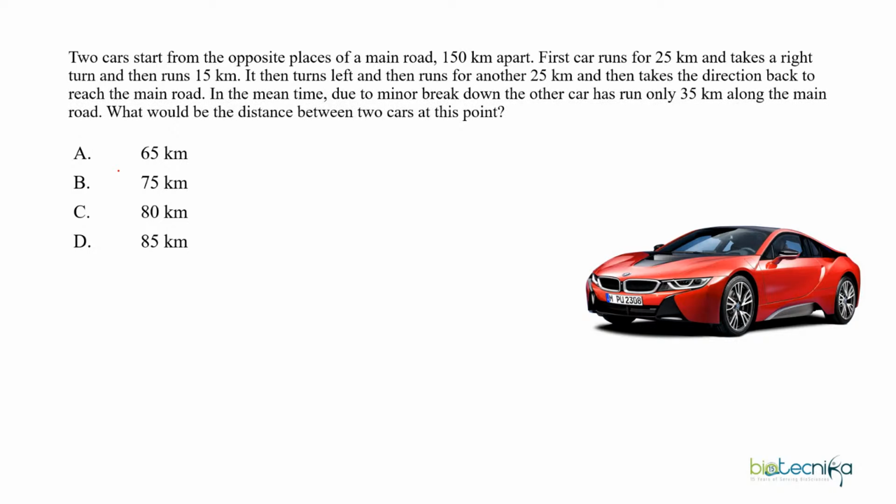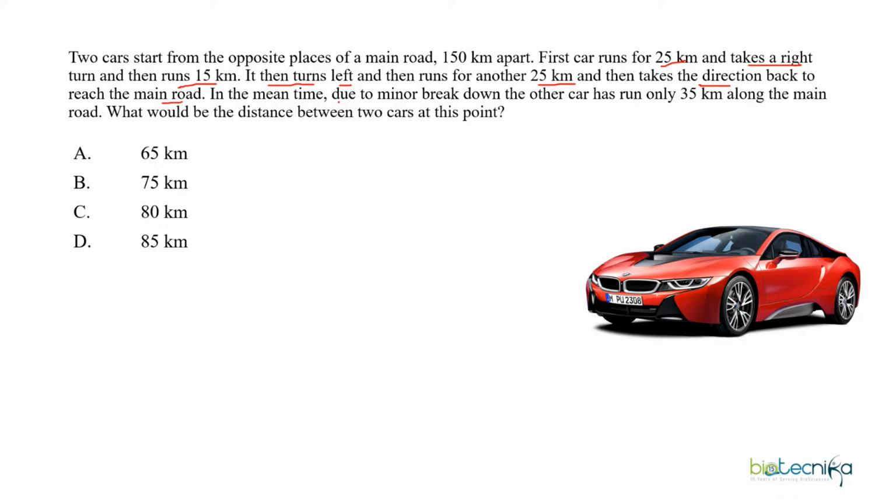Okay. फर्स्ट कार रन्स फॉर 25 किलोमीटर. पहला जो कार है वो 25 किलोमीटर ही चला. एंड टेक्स अ राइट टर्न एंड देन रन्स 15 किलोमीटर. ठीक है. इट देन टर्न्स लेफ्ट एंड रन्स फॉर अनदर 25 किलोमीटर एंड देन टेक्स डायरेक्शन बैक टू रीच द मेन रोड. ठीक है. ये फर्स्ट कार का हो गया सिनेरियो.